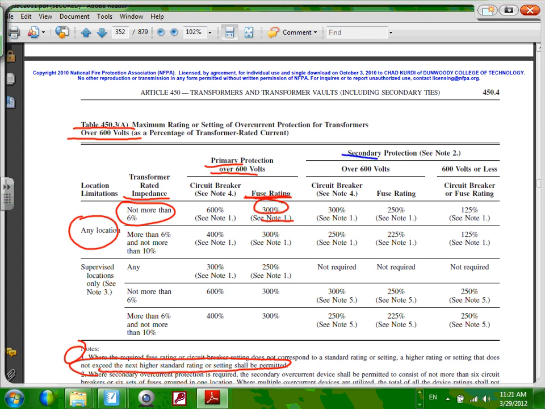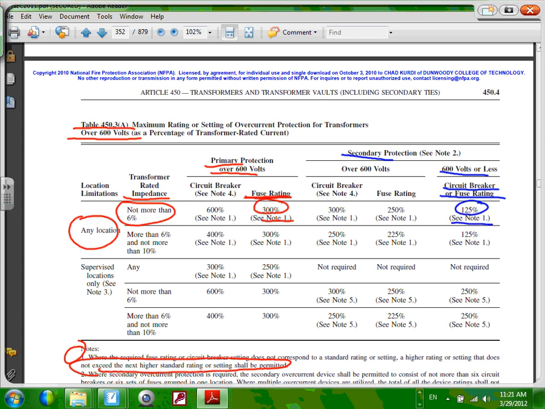Here's my secondary side. Is my secondary over 600? No, God forbid, it's less than 600, perfect. Am I using a circuit breaker? What did I decide to use? I decided also to use a fuse. Well, it doesn't matter here. If it's less than 600, it's a fuse or circuit breaker. It really doesn't matter. And my multiplier for this is 125.